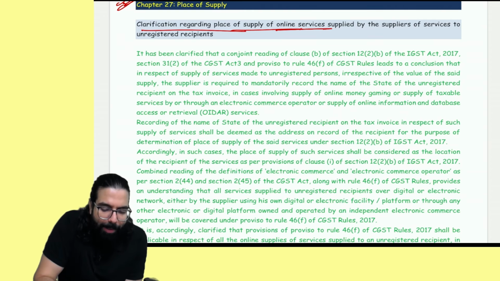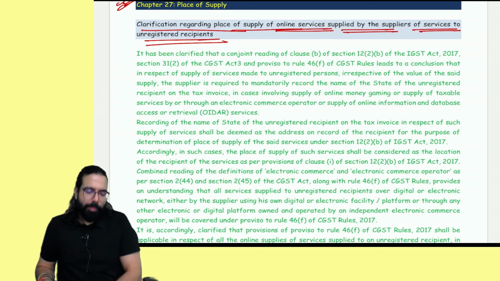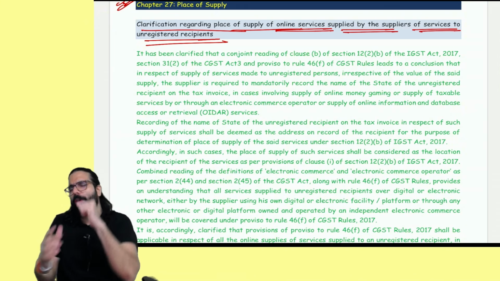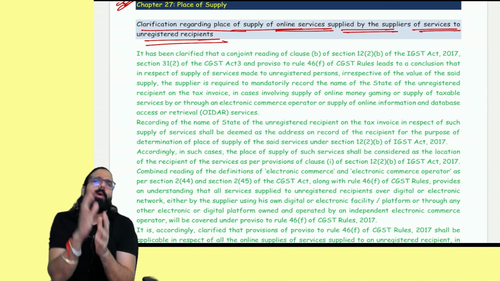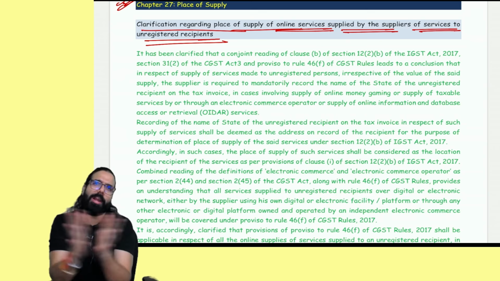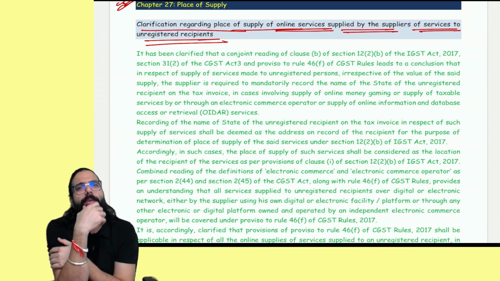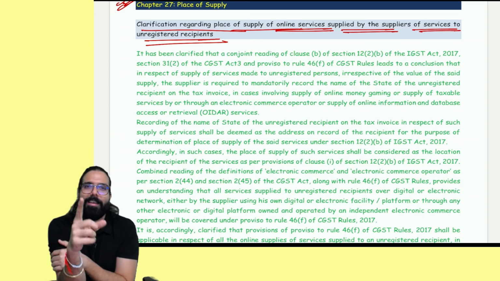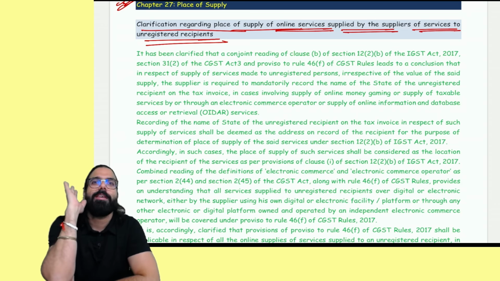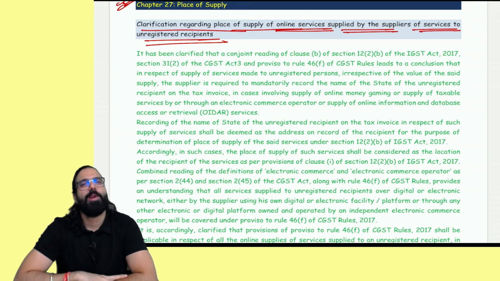Clarification regarding place of supply of online services supplied by supplier of service to unregistered recipient. If I am supplying, for example, you have come to my website and you have bought an ebook, it's an online service which I am giving. Now you might have purchased an ebook only for 500 rupees, but still I should collect the name of your state, and that is the address on record and that is the place of supply. That's all they have clarified.